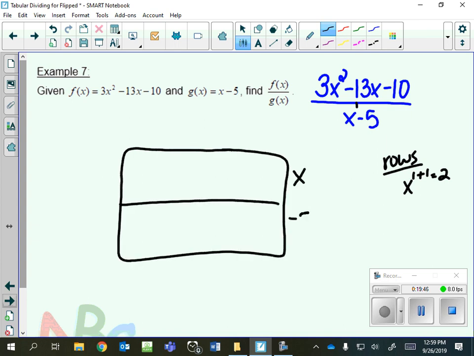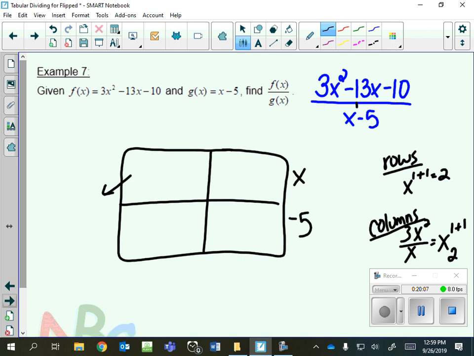X minus 5. My columns is when I divide the largest. So I have a 3x squared in my numerator and an x. I'm going to end up with an x to the first, 1 plus 1, 2 columns again. My numerator, which is my dividend, goes on my diagonal. 3x squared, negative 13x, negative 10.